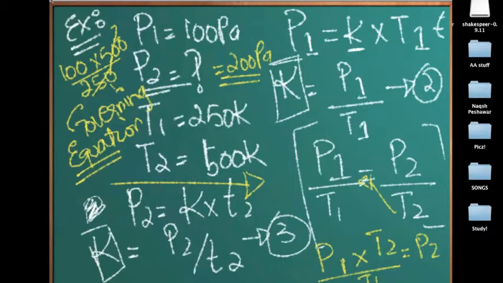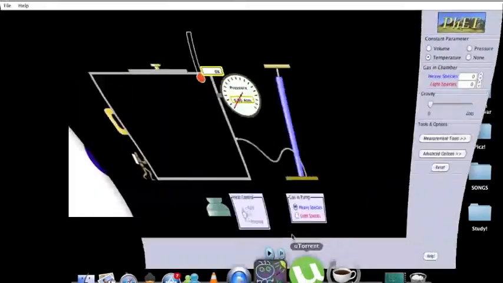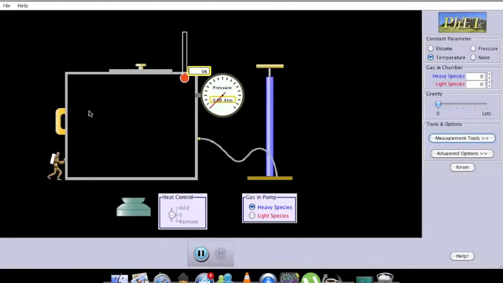Let me just give you some intuitive feeling about this chapter. Let's see, this is our applet here. These are the parameters here: the volume, temperature, and pressure, and you can keep one of these constant at any point. These are the heavy species or the light species. We'll always be using the heavy species in this case. This is the gravity, and in the later stages of this chapter, you might be able to see the effect of gravity on this.